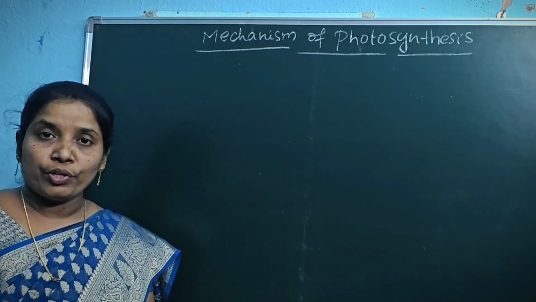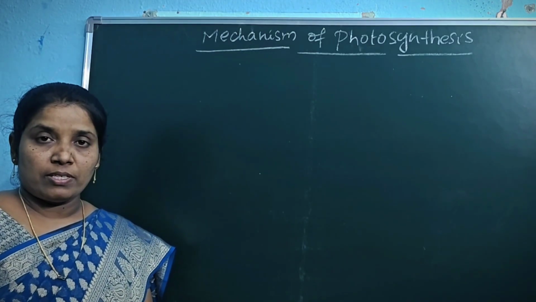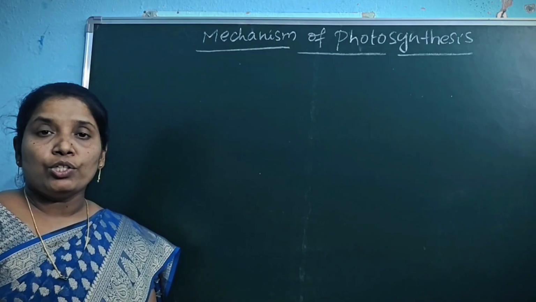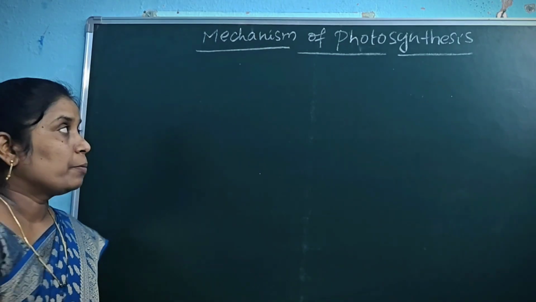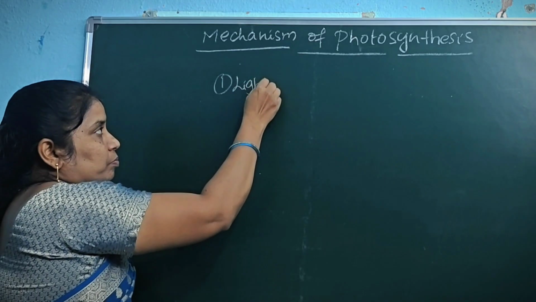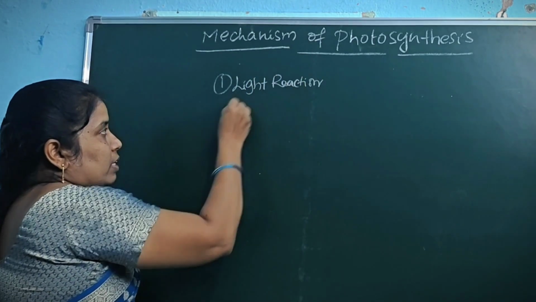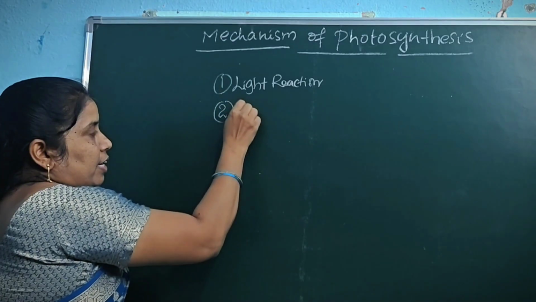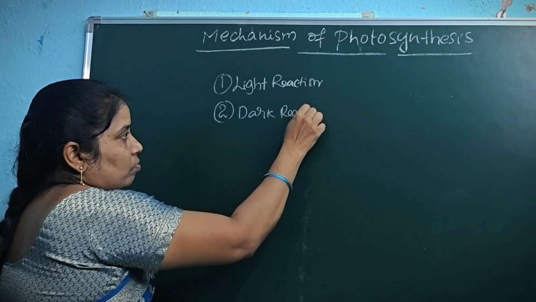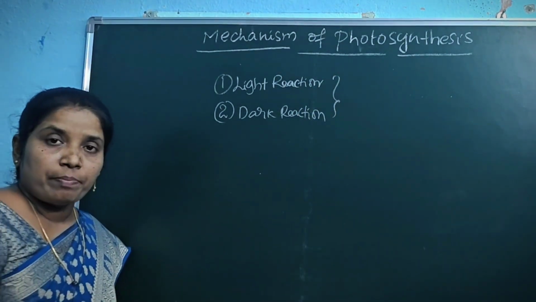In this video we are going to discuss the mechanism of photosynthesis. The mechanism of photosynthesis involves two steps. They are, first one is light reaction and second one is dark reaction. These two were identified by scientist Blackman.